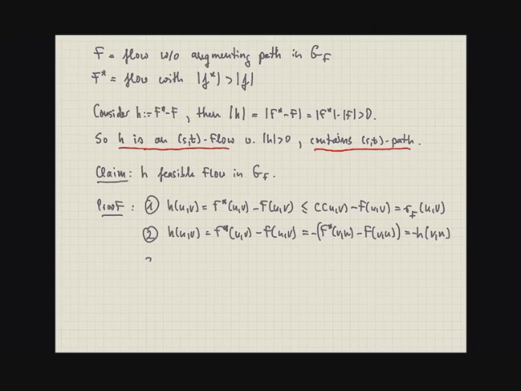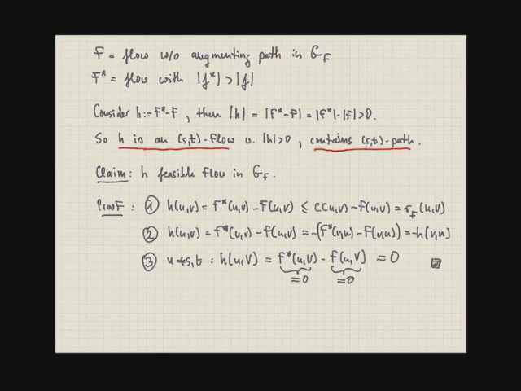And finally, flow conservation. So if we take a vertex U not equal to the start or target vertex, then we have that the flow from U to all the other nodes is just equal to the flow F star from U to all the other nodes minus the flow F from U to all the other nodes. But this is equal to 0 and this is equal to 0 because F star and F fulfill flow conservation, and hence this is equal to 0.